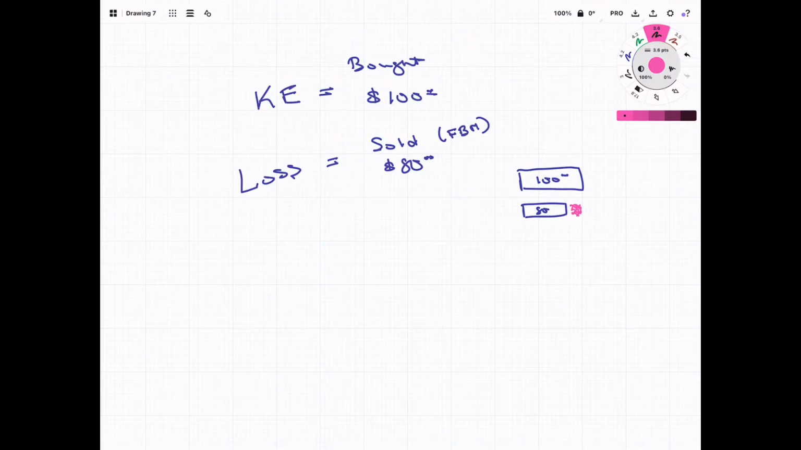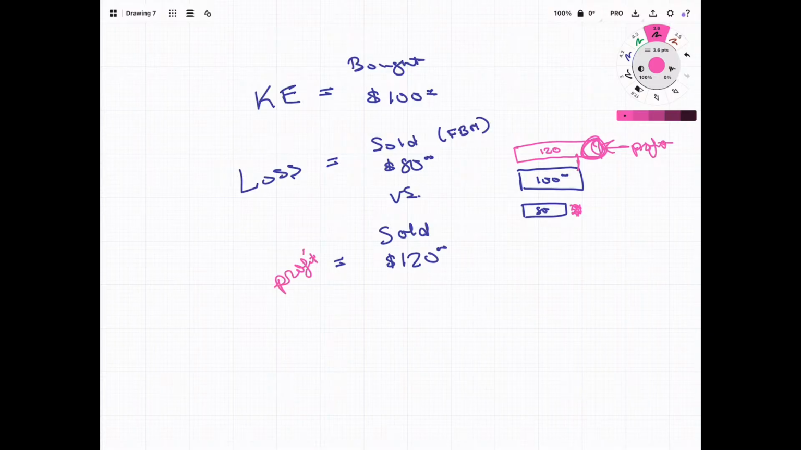Versus if I sold it for $120. Well, if I bought it for $100 and then I sold it for $120, I made back my original, plus I got some extra. This is a profit. Right?